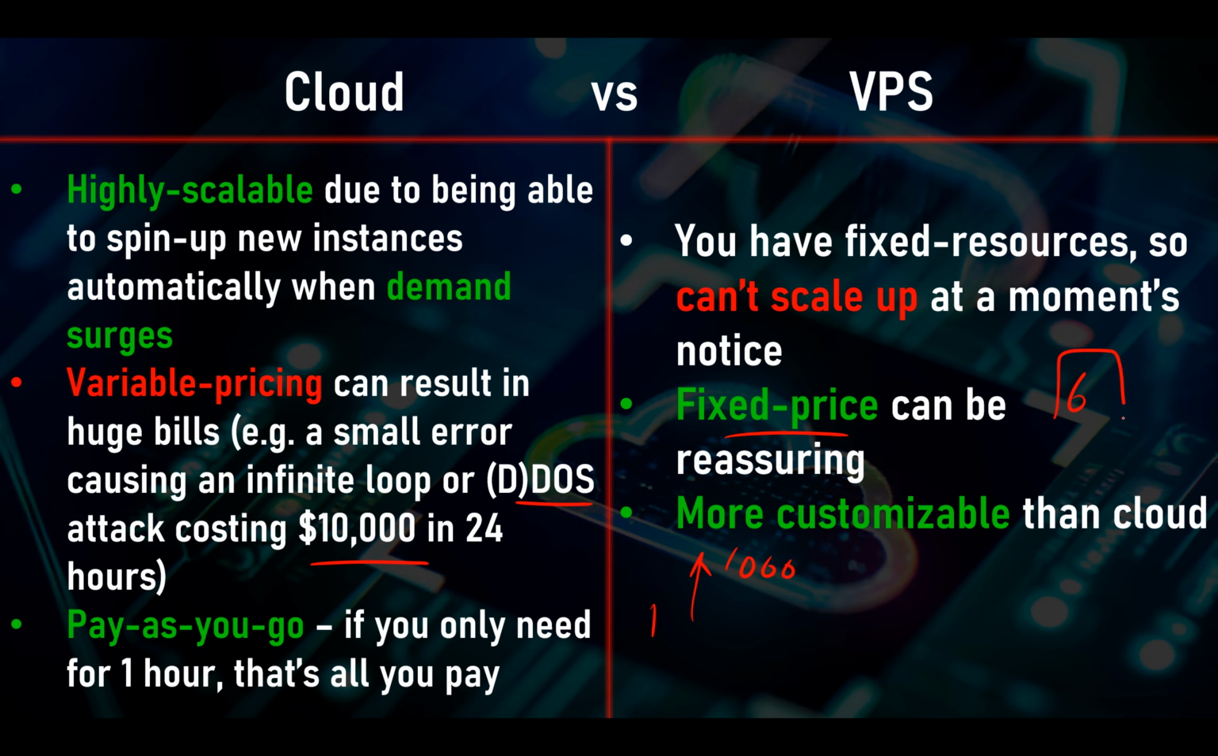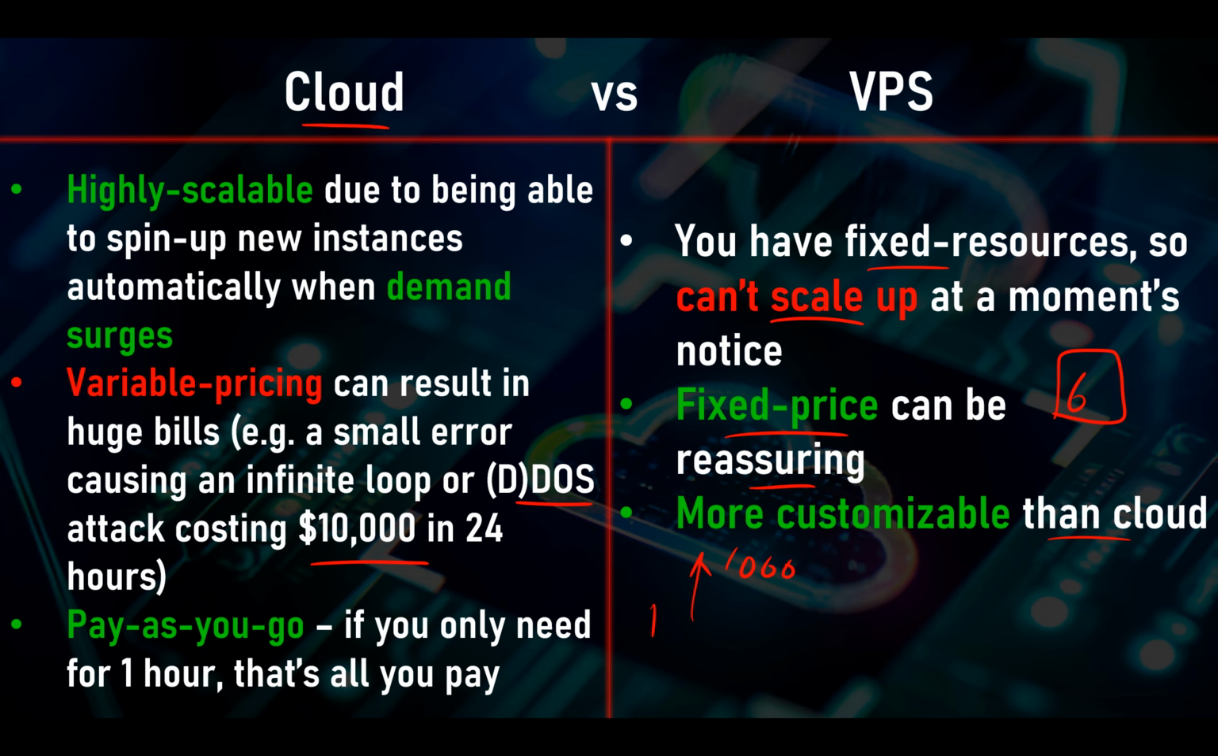So of course, that's going to be the good thing about the VPS. I guess it's kind of reassuring, because these are fixed resources, so you can't scale up. Therefore, that's reassuring. But VPS generally is also going to be more customizable than the cloud, since generally you have more direct control over the operating system, whereas the cloud generally operates at a higher level.